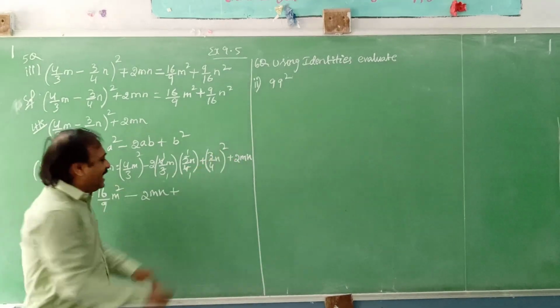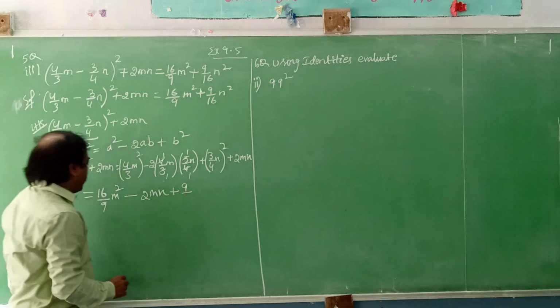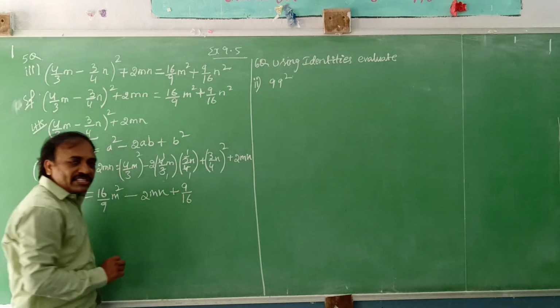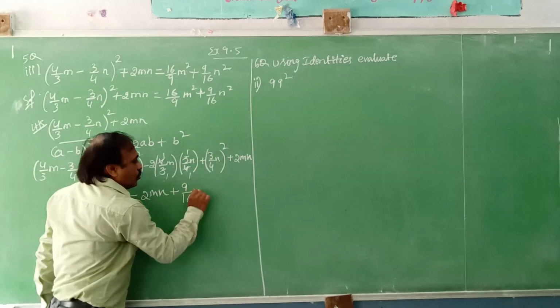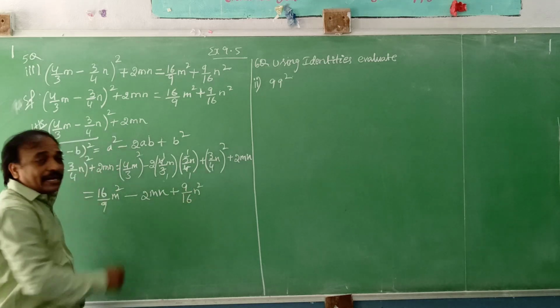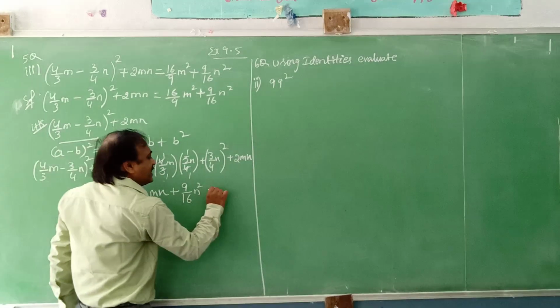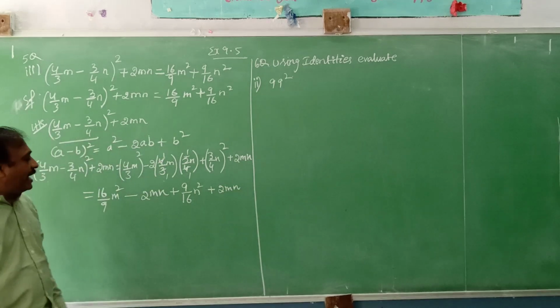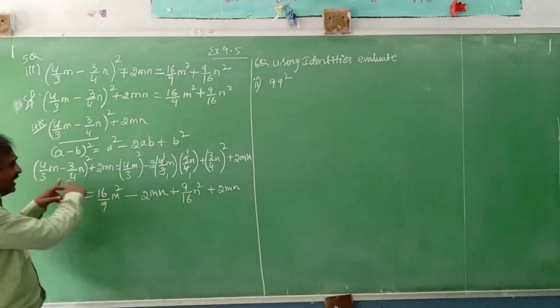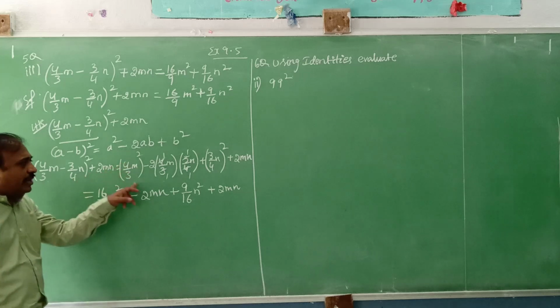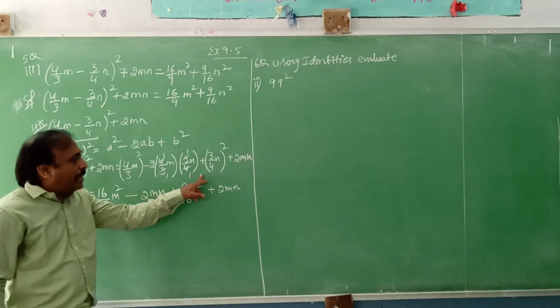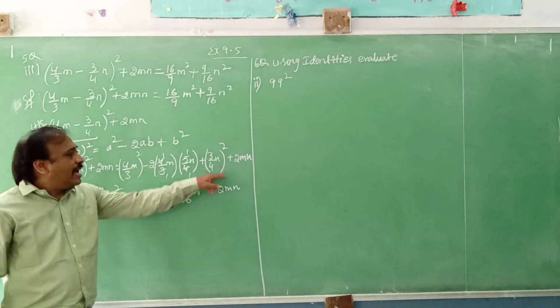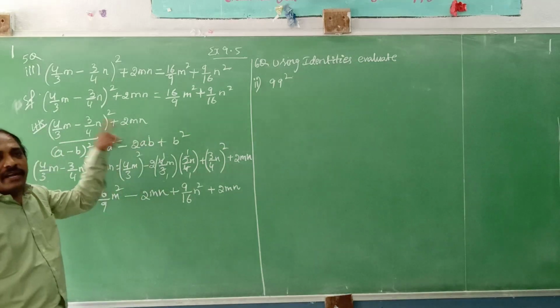3 square is 9, by 4 square is 16, and n square. The square is applicable for all the terms. Then plus 2mn. Do you understand how we simplified? This is a square minus 2ab plus b square, and this was the term given in the question.